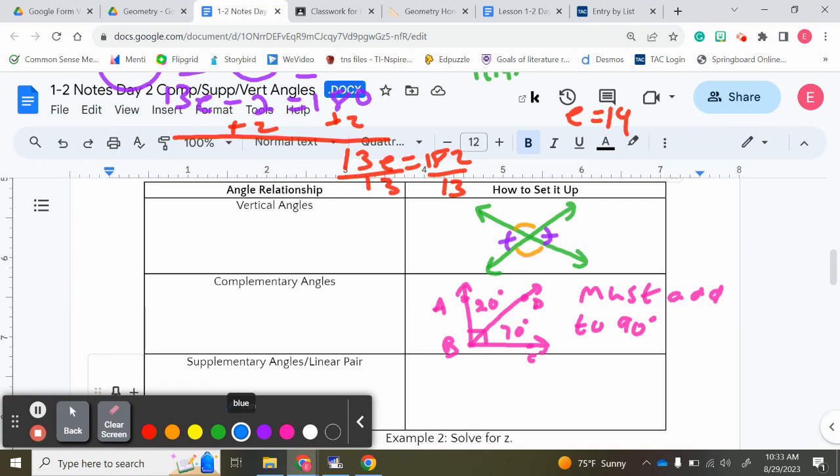Now for the supplementary angles or the linear pair, it could look something like this. Obviously not perfect, okay? But here, if I have A, again, here's my B, here's my C, and I labeled this D, I could have something like this being 110 degrees and this being 70 degrees. Again, it doesn't matter the degree measure. The issue is that it must add to 180 degrees.